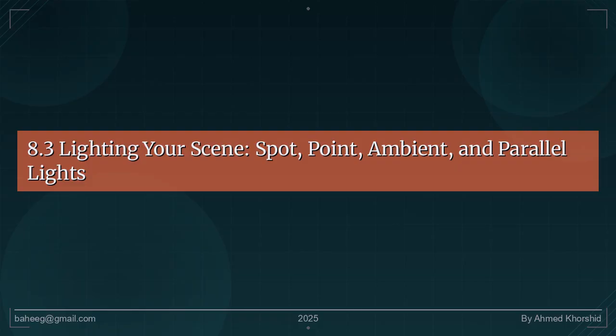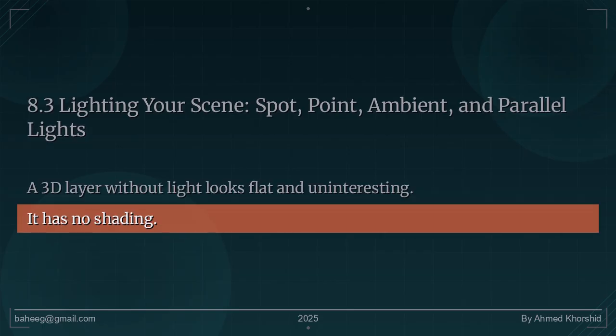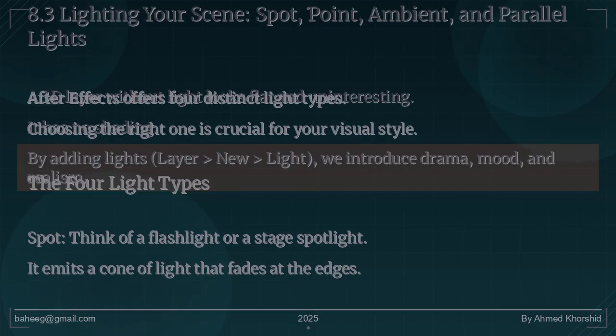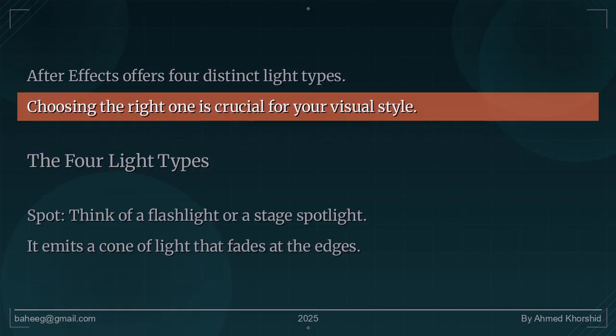8.3 Lighting your scene, spot, point, ambient, and parallel lights. A 3D layer without light looks flat and uninteresting. It has no shading. By adding lights, layer, new, light, we introduce drama, mood, and realism. After Effects offers 4 distinct light types. Choosing the right one is crucial for your visual style.